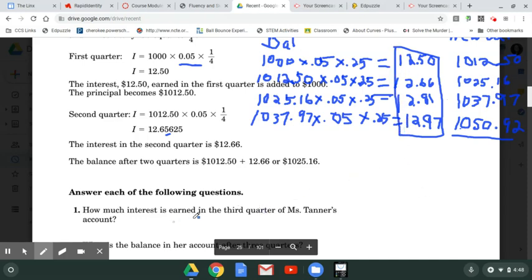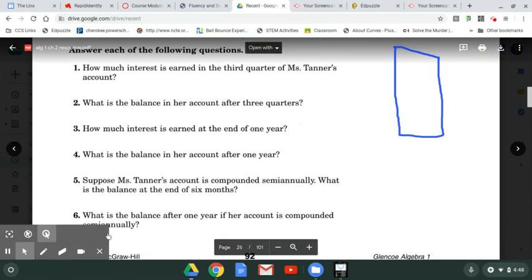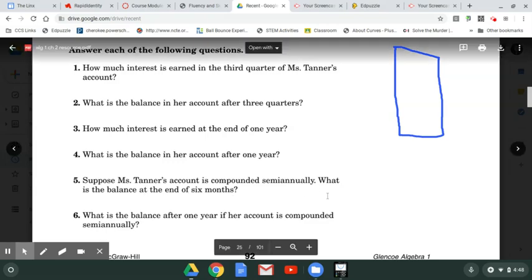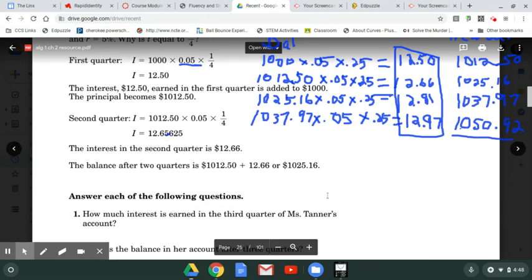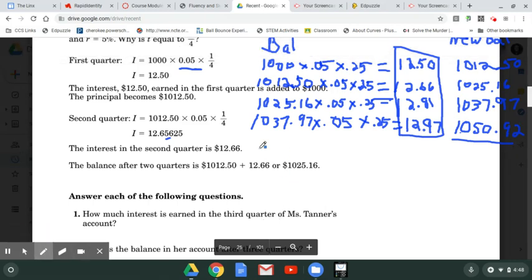Okay, now the next question is, suppose Mrs. Tanner's account is compounded semi-annually. What is the balance at the end of 6 months? So if we're going to do it semi-annually, then the initial investment would have been $1,000. We would have still had the interest rate of 0.05, but instead of a quarter of a year, it would have been a half of a year.